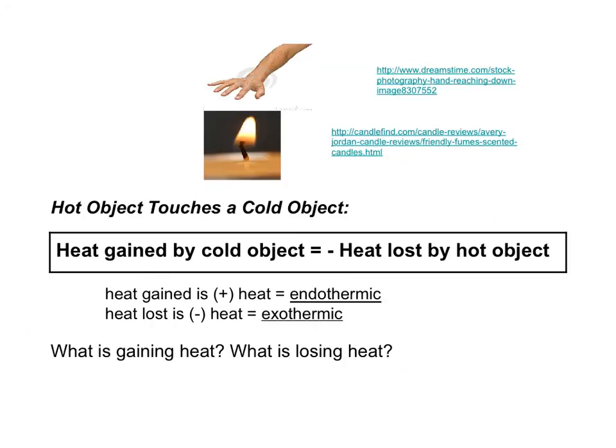Heat is transferred when a hot object touches a cold object. It turns out that the heat gained by the cold object equals the heat lost by the hot object. This minus sign tells us heat is lost, that's an exothermic process. Positive heat refers to heat gained, that's an endothermic process. A hand touches the flame.